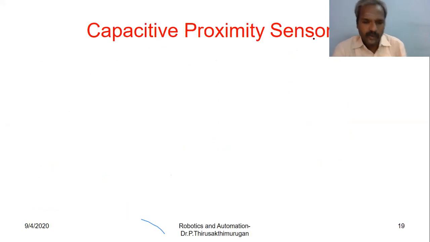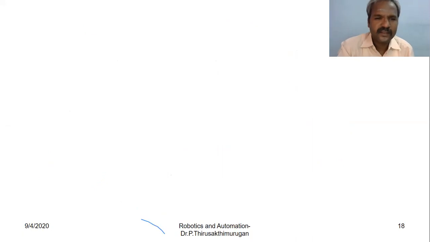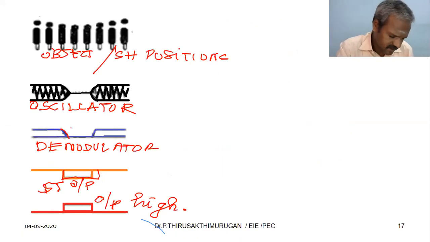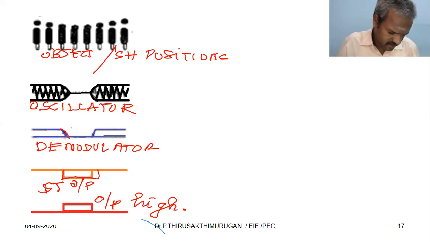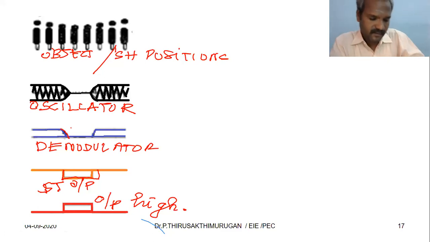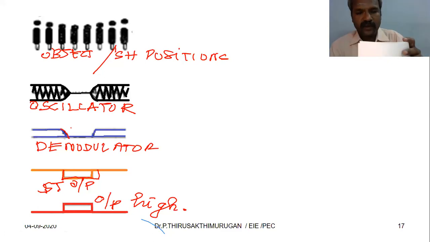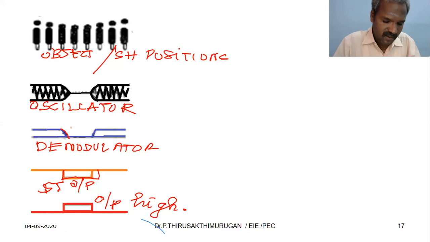Next is the capacitive proximity sensor. Before that, we will give some discussion on the output stage, the detailed components of the circuit. Next we see the capacitive transducer. First I will explain the principle of operation, how this sensor operates. Clear?